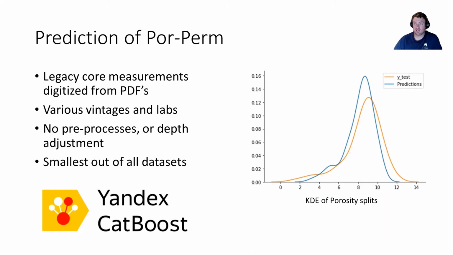We hold some of them back, typically 20% of them. And then we do training and testing on the measurements that we have, and see how close we can get. And so it's a kind of tough data set to work with. It's the smallest of all the data sets. And like I said, there's quite a bit of variation between labs and formations.